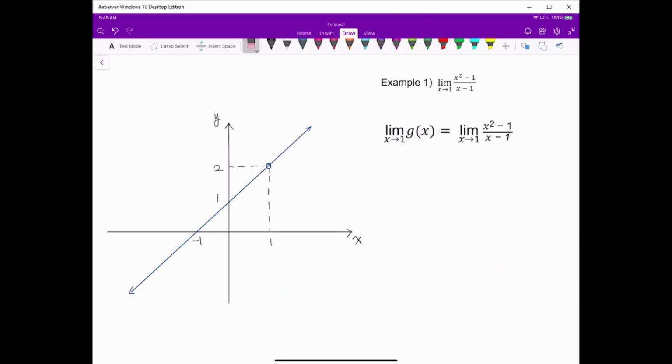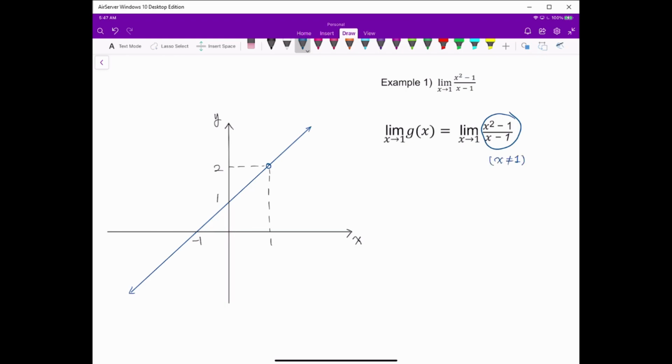This is one example question where we can find a difference between the limit value and the function value. The function g(x) is given, and it is x squared minus 1 over x minus 1. This is a rational function, and we have a restriction on the x value where it makes the denominator 0. When x equals 1, the denominator gets 0, and for the function g(x) to be defined, x cannot be 1.